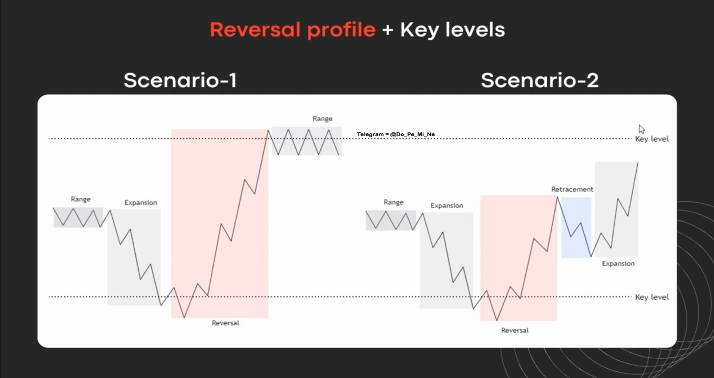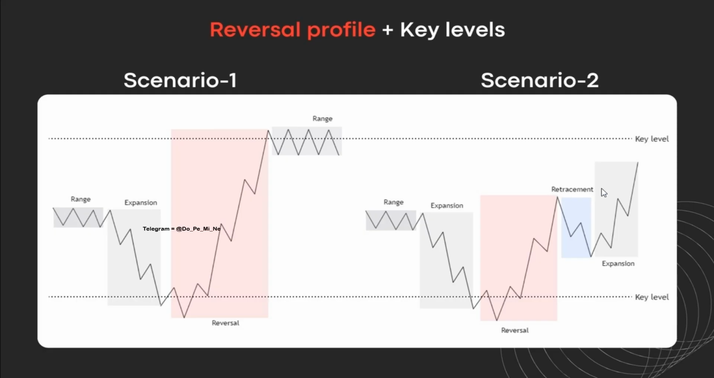In this case that reversal profile ends inside a key level, right? You can see that this reversal profile has ended inside a key level. So in that case we can expect a range to form there, because the reversal profile has now ended, and now we can expect a range to form to cap the price swing. Similarly, in scenario 2, the reversal profile ends without testing a key level.